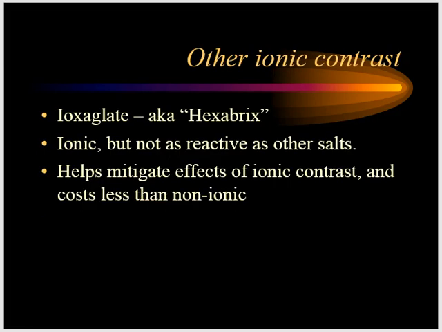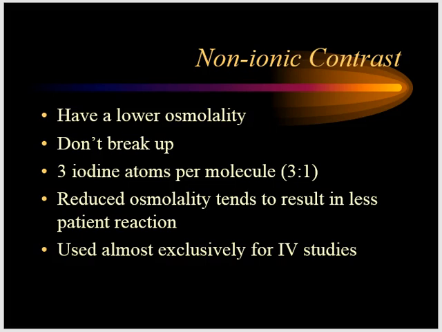Here's a few more. Hexabrix. We used to use Hexabrix all the time for, oh golly, for HSGs. That was kind of like the go-to contrast agent. It's an ionic agent, but it's specially buffered so that it doesn't tend to hurt a lady when it gets injected into her uterus. Nowadays, I think they use non-ionic contrast almost exclusively for HSGs, because even though Hexabrix was buffered, it still wasn't without risk. And they're trying to go low risk as much as possible.